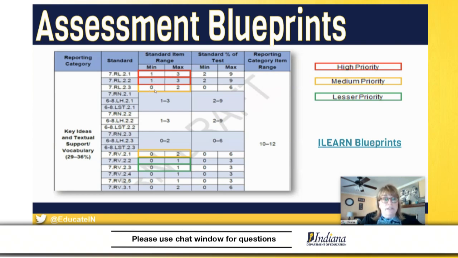Medium priority are identified with the 0 to 2. Not every student every year. Some students could have up to 2 questions. And then finally, those lesser priorities, the 0 to 1. Not every student every year. Some students could have up to 1. And occasionally you will see some 1 to 2s.